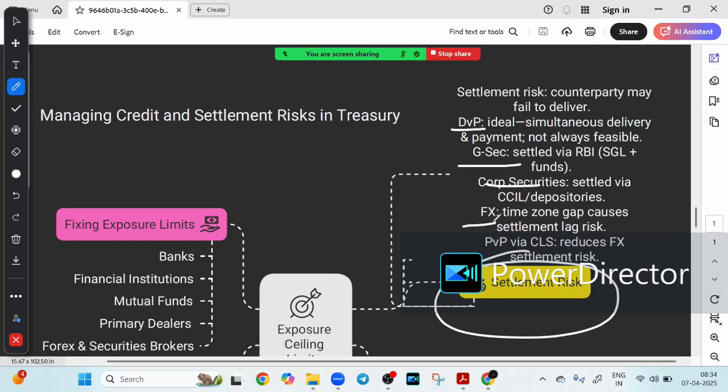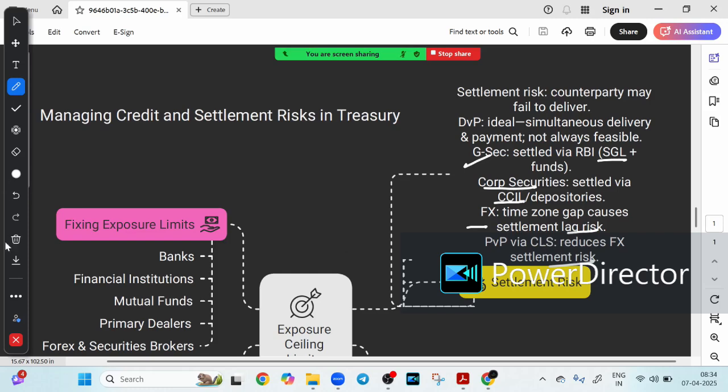If we talk about forex, the time zone gap creates lag risk. And if we talk about PVP, that is payment versus payment via CLS, it reduces foreign exchange settlement risk. So remember this: DVP is not always feasible, GSEC is done through SGL, corporate securities are settled via CCIL, forex time zone gap causes settlement lag risk, and PVP via CLS.